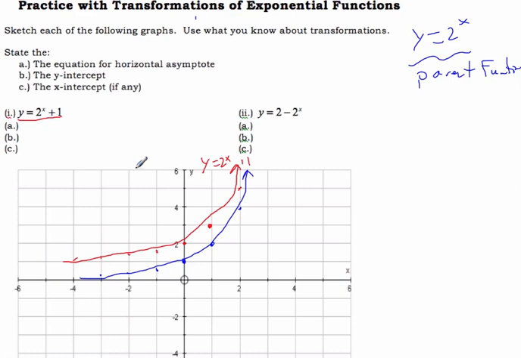And next we're going to answer the part A, B, and C questions right here. A says, what's the equation of the horizontal asymptote? So the horizontal asymptote this time is going to be y equals 1. And part B, the y-intercept, well, the y-intercept is normally at (0, 1), but we moved everything up 1, so the y-intercept's at (0, 2) for this one. And the x-intercept is, well, actually there's no x-intercept because the function never gets below 1.